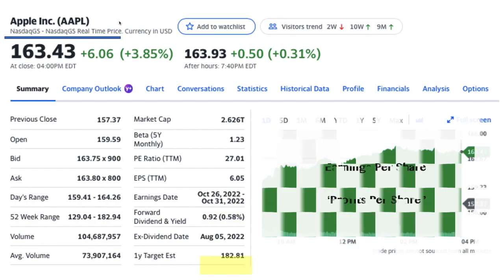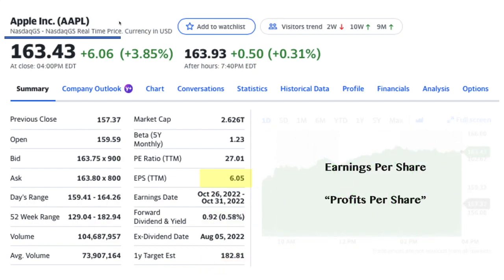Here you see highlighted the number next to EPS, which stands for earnings per share. So when you hear earnings, think profits. If you're thinking about profits, it's how much did we sell minus how much did it cost to sell it, and whatever's left over, that's how much money we made. So when you think of earnings per share, just think profits per share. The TTM next to that just stands for trailing 12 months. So it means the earnings per share over the last 12 months.